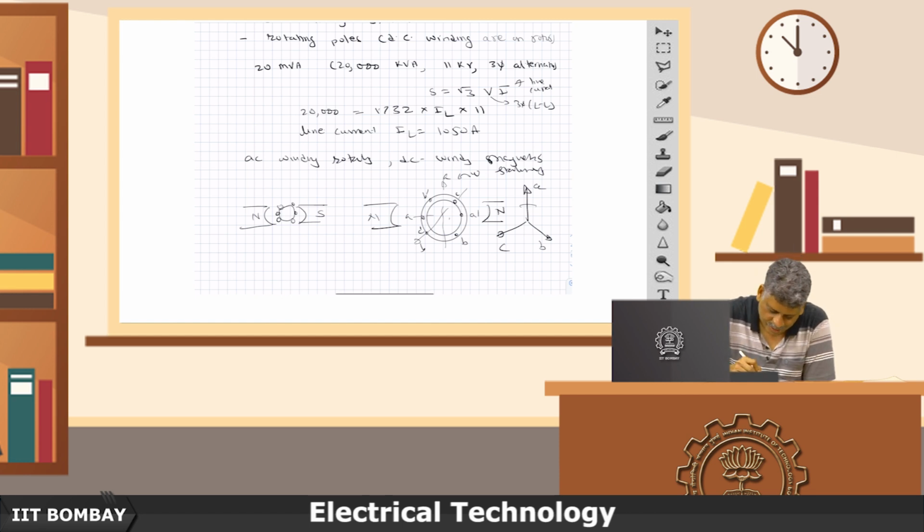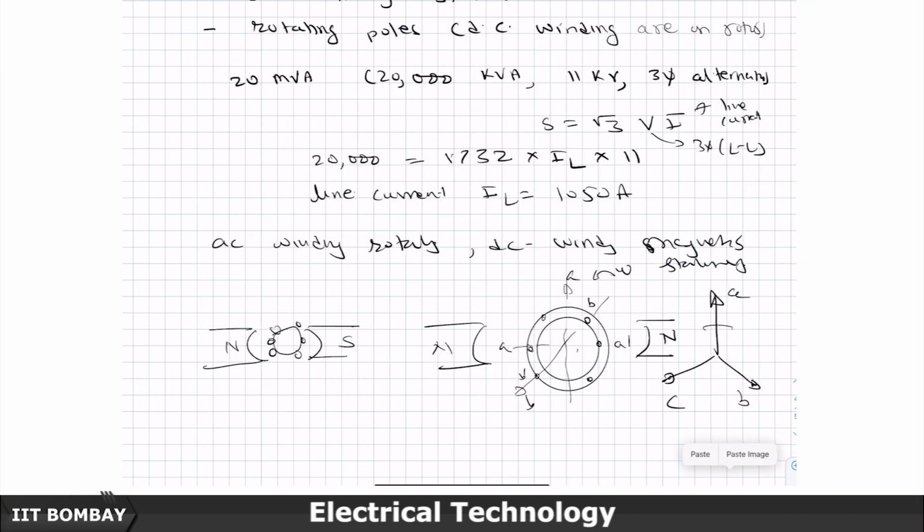I am sorry, I made a mistake. This would be B, this would be B dash. What I drew earlier was when the AC windings were on the stator and the rotating windings were on the rotor. That is how I had done it in the initial part of the course, and that is how it is actually in practice, but I am now explaining to you why it is so.